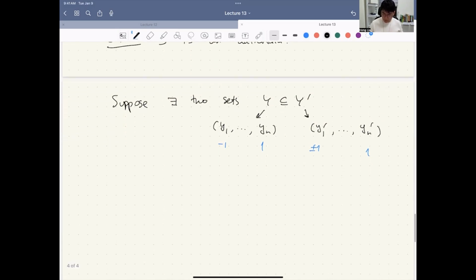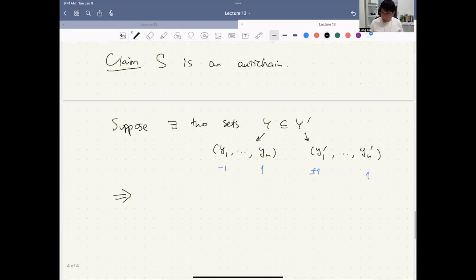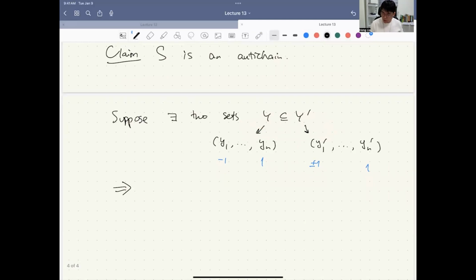Then we imply what? First of all, they are both in S. And the choice of S means the sum of ai yi equals z, which equals the sum of ai yi prime. That's the choice of S. So their difference is 0. They are both summing up to z, because y prime is in S.